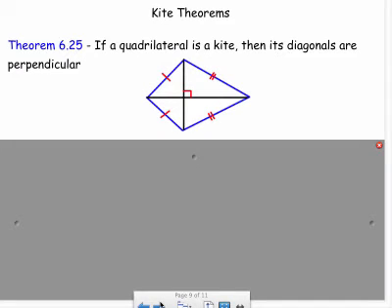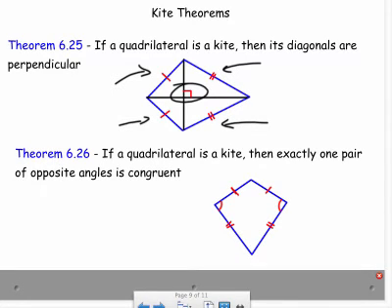Well, let's take a look at a couple theorems with that. So if a quadrilateral is a kite, then its diagonals are perpendicular. So in this case, these black lines are the diagonals that are drawn in. And if you take a look, they make a perpendicular right in the middle. So if diagonals are drawn in and there's a perpendicular, and you know that these sides are congruent and these sides are congruent, it is a kite.